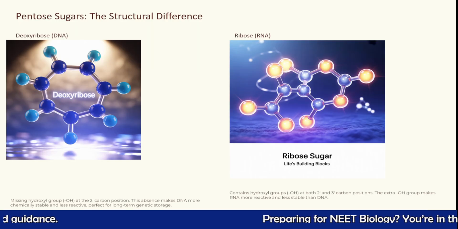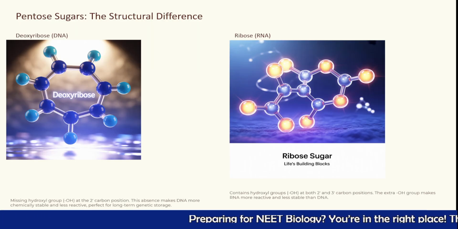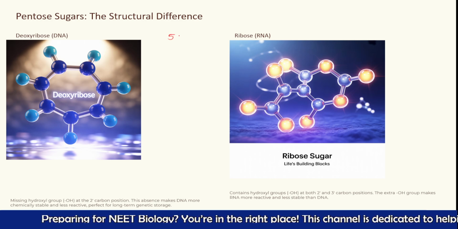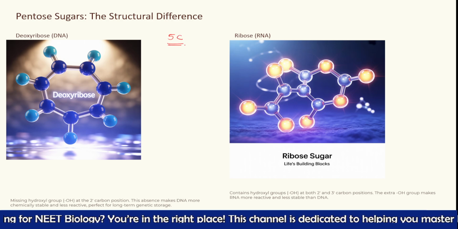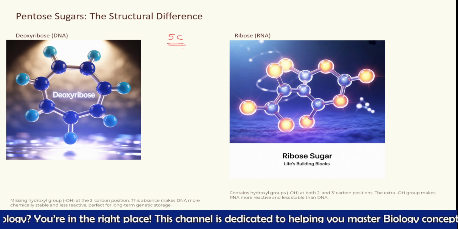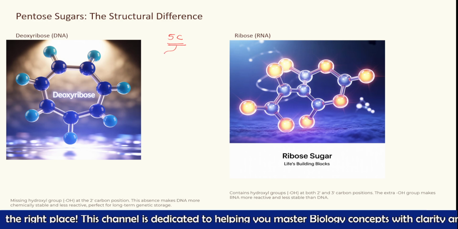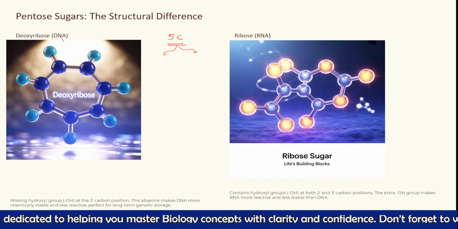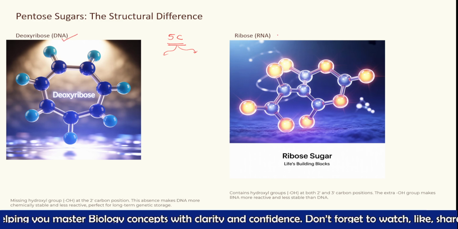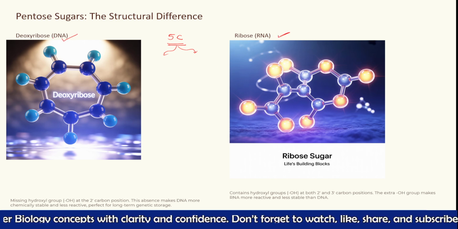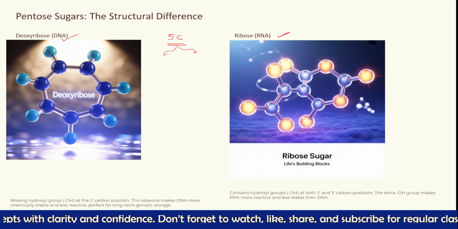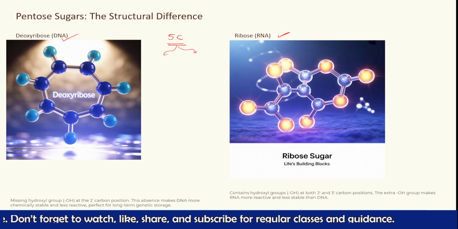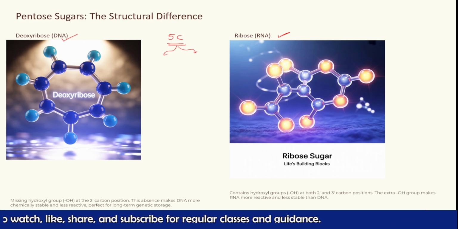Moving on to next, the second component is the pentose sugar. Pentose means 5, right? So pentose sugar consists of 5 carbon atoms. So in the nucleotide, you can see two different types of pentose sugar. One is called deoxyribose sugar and another one is the ribose sugar. Deoxyribose sugar makes the DNA and ribose sugar makes the RNA. So what will be the difference between DNA and RNA? Both are 5 carbon sugars.